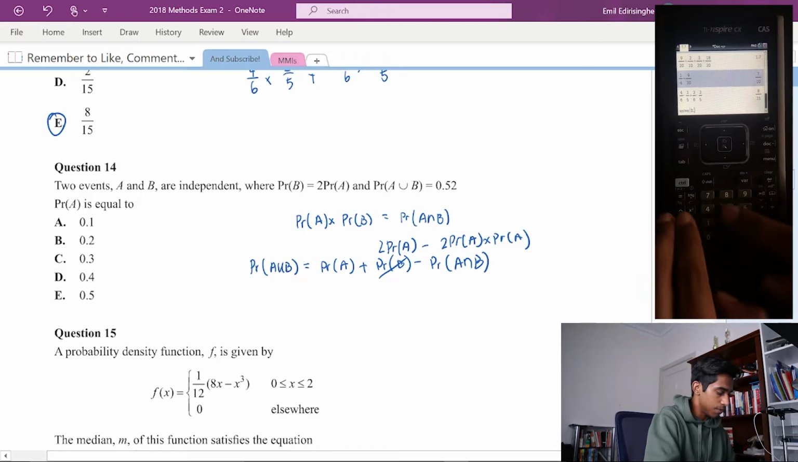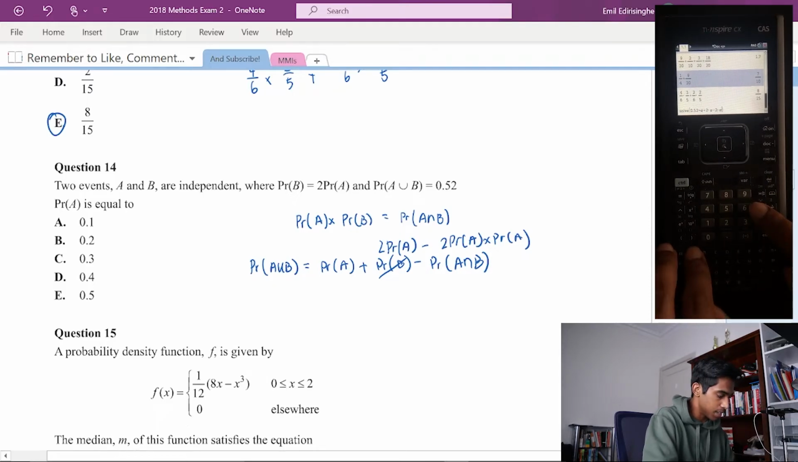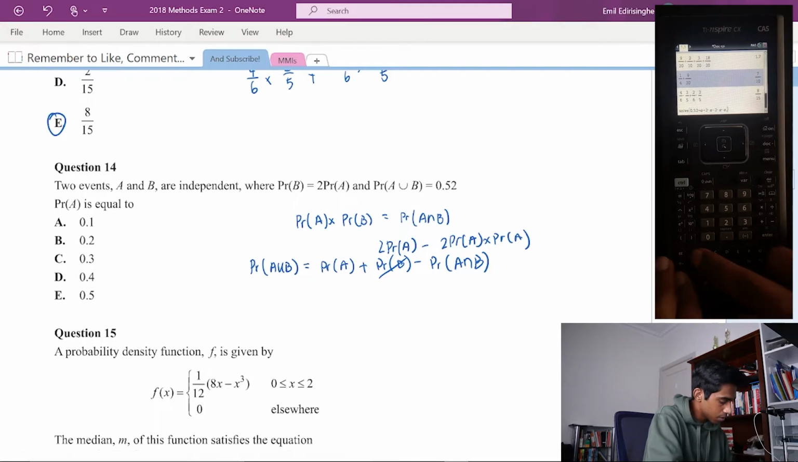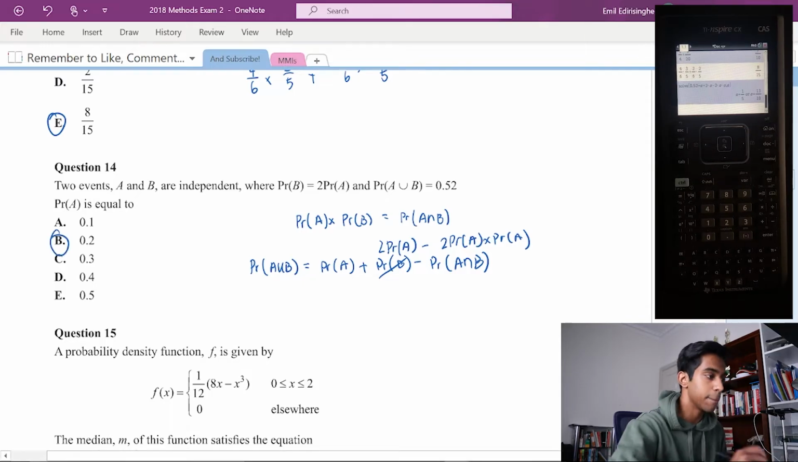This is equal to 0.52 is equal to, let's just say, A plus 2A minus 2 times A times A, which gives us 1 on 5, or 13 on 10, which is going to be B.